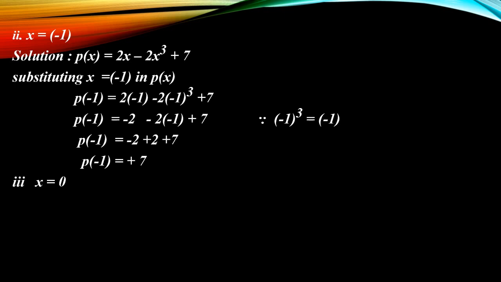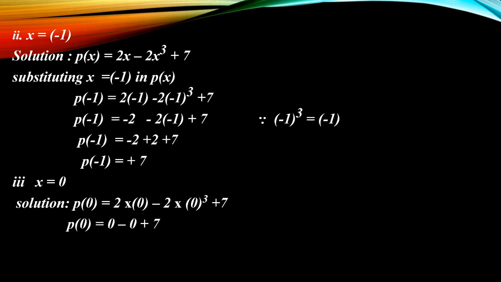Now, third question, when x equal to 0. Substituting value of x as 0, P(0) is equal to 2 multiplied by 0 minus 2 multiplied by 0 raised to power 3 plus 7. So, we get P(0) as 0 minus 0 plus 7, and therefore P(0) is equal to 7.